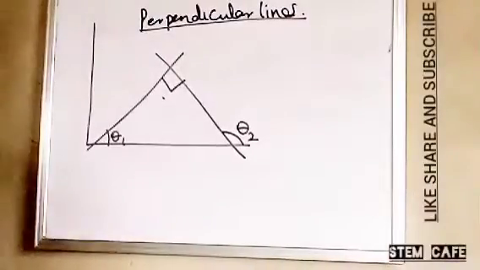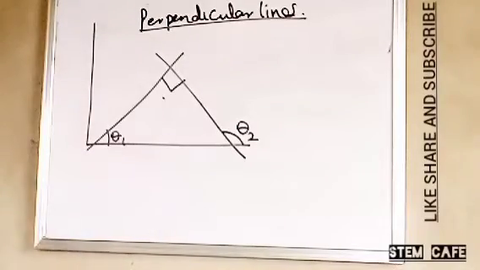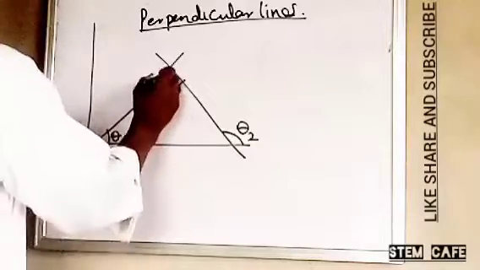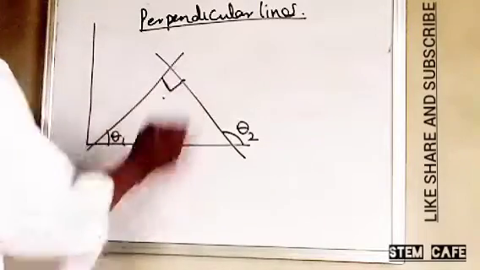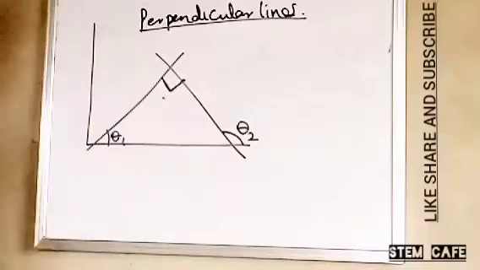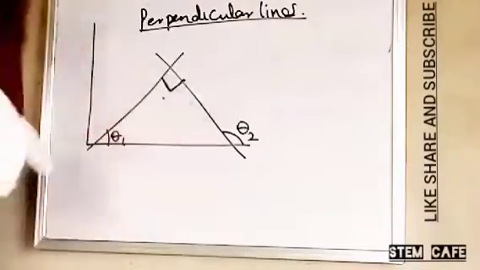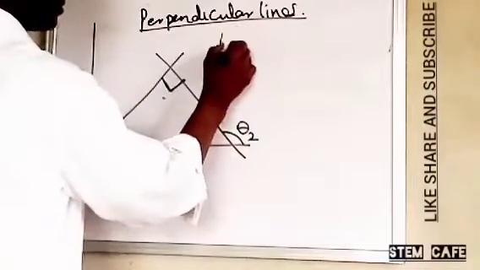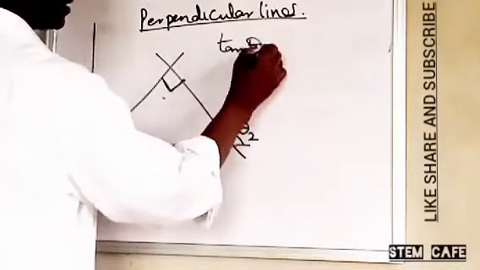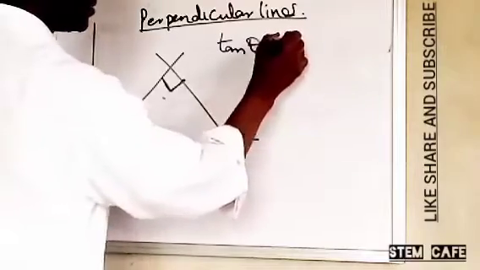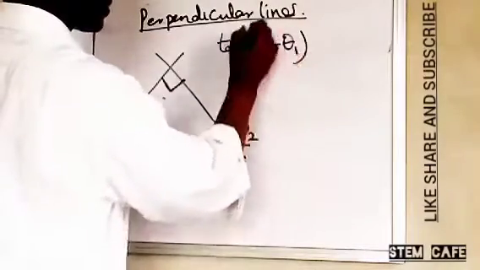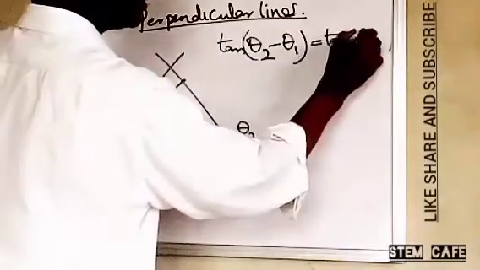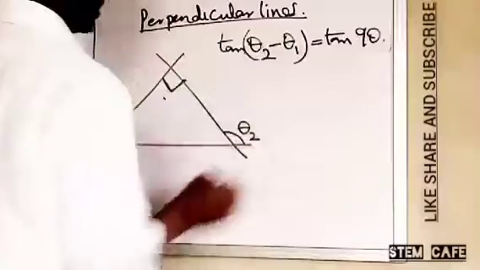Let's talk about perpendicular lines. It means that the angle between the two lines is 90 degrees. And from our knowledge of the sum of tangents, we can say that tan of (theta 2 minus theta 1) is equal to tan 90.